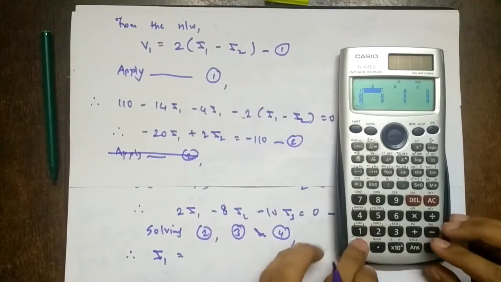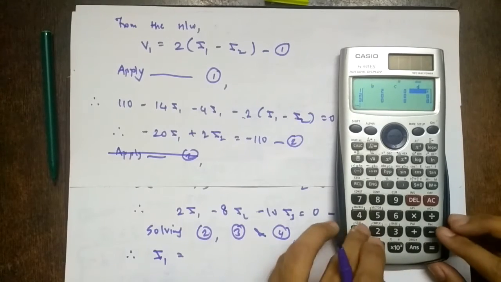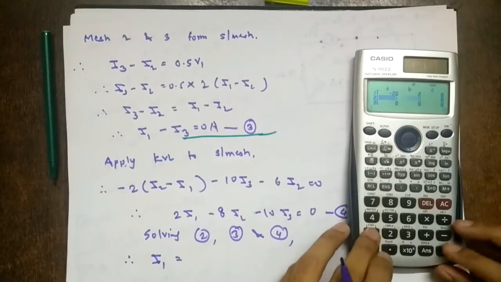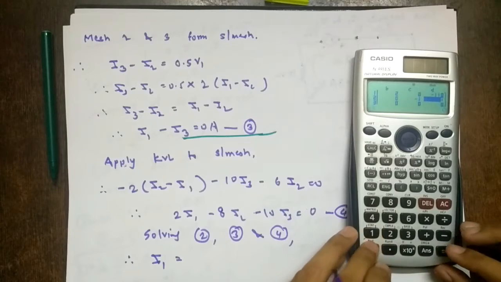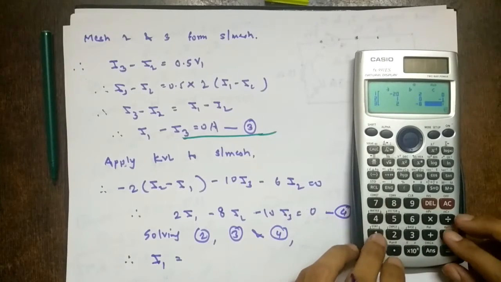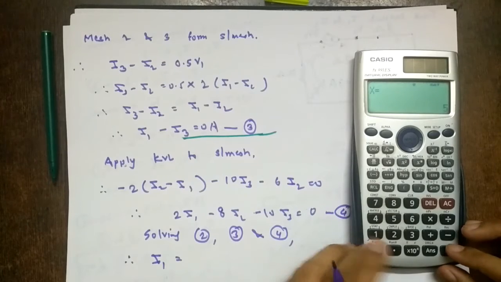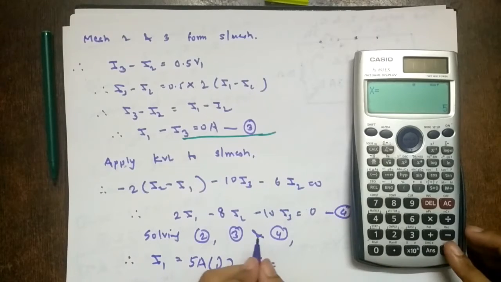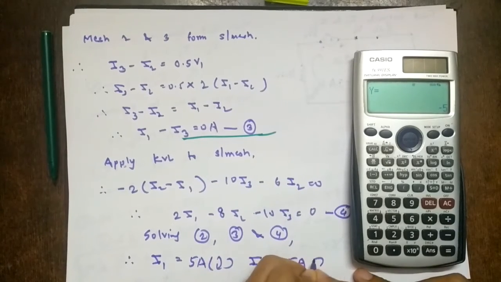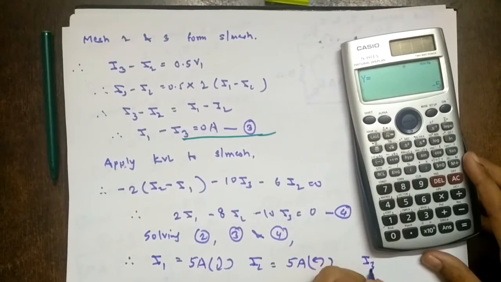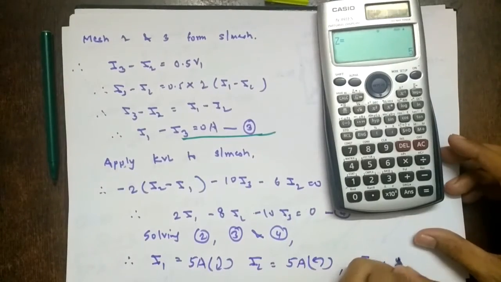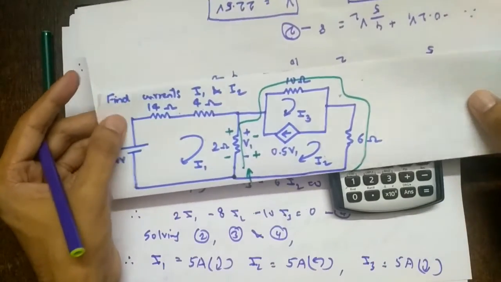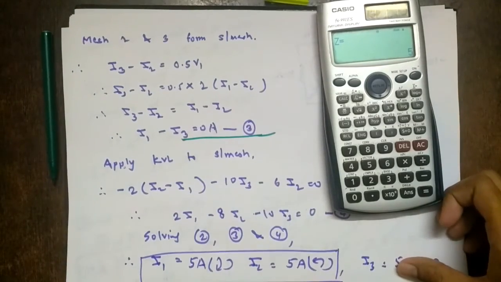So second equation is minus 20 I1, 2 I2, I3 0, minus 110. Third equation, I1 is 1, I2 is 0, I3 is minus 1 and 0. Then 2 minus 8 minus 10, 0. So I1 is 5 amperes in clockwise direction. I2 is 5 amperes in anti-clockwise direction. I3 is again 5 amperes in clockwise direction. What is the question? Find currents I1 and I2. So this is the answer, right?